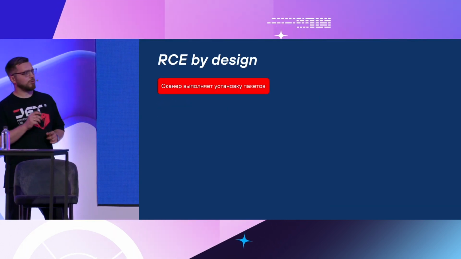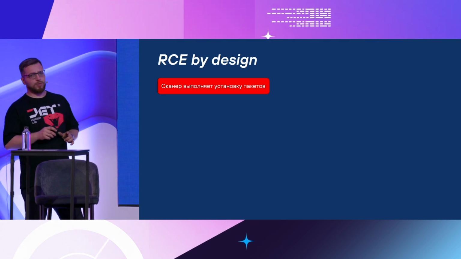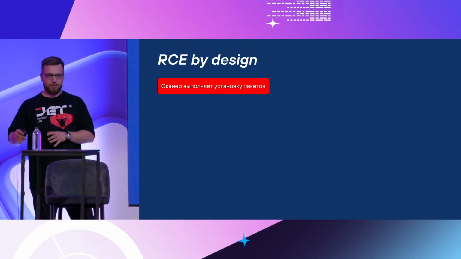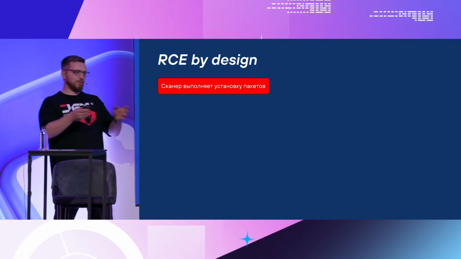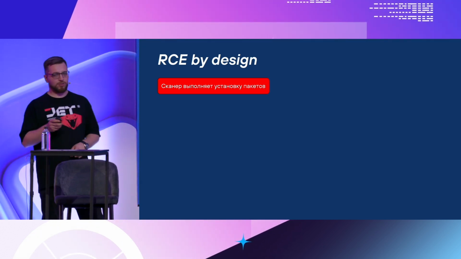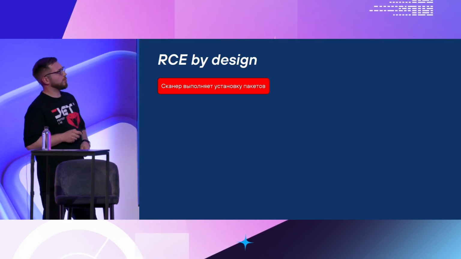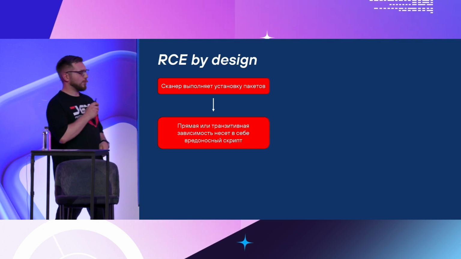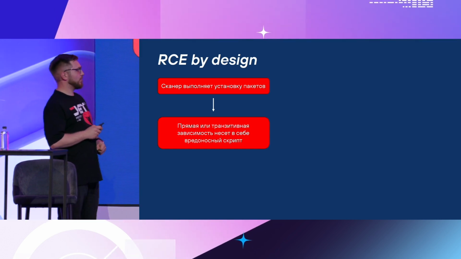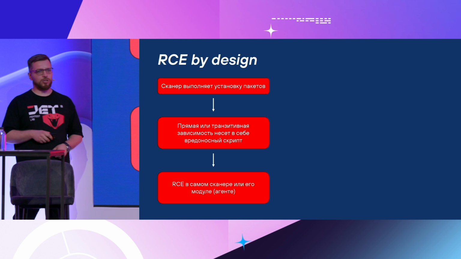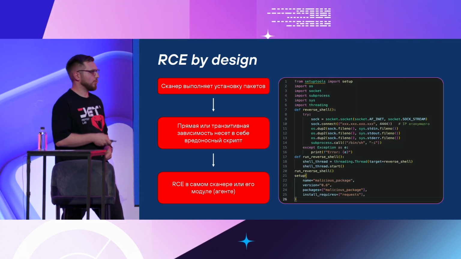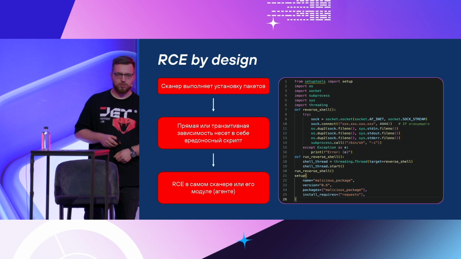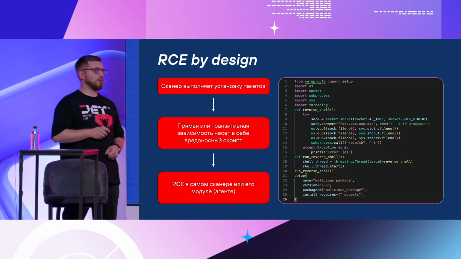Here is the model for this attack. Some companies say we have some untrusted code that needs to be checked, so what do we do? We take it and put it into a SAST analyzer. The company wants to execute untrusted code. If it is run through a SAST analyzer, the scanner installs the packages. There is a malware script in the package, and then there is RCE in the scanner or its module.